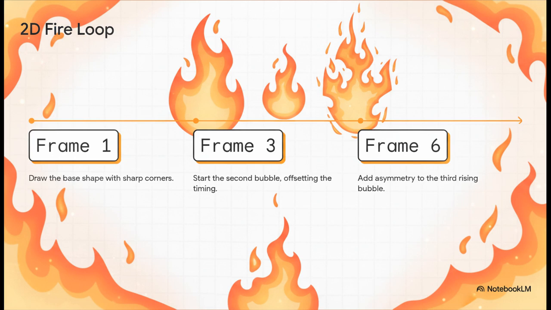Look at this timeline breakdown here. On frame 1, you draw the base shape using a mix of sharp corners and curves. But the absolute secret to a great fire cycle is offsetting the timing. By frame 3, you start a second bubble of fire rising up, but you deliberately don't perfectly mirror the first one. Then, by frame 6, you add a third rising bubble, making sure to introduce some intense asymmetry. Keeping your shapes unequal, odd, and uneven, and varying the speed from fast to slow is exactly what makes the animation look wild, dangerous, and organically real.